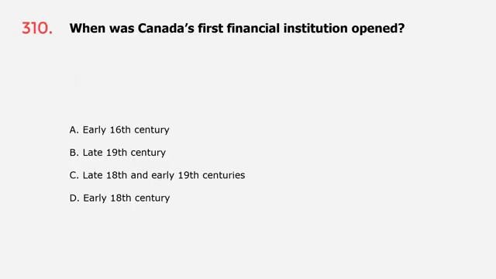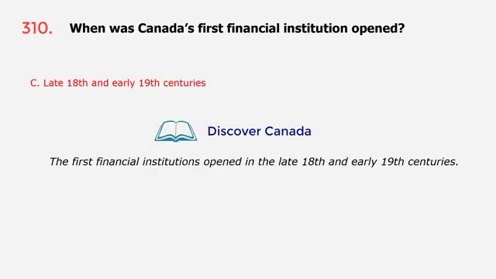Question 310. When was Canada's first financial institution opened? A. Early 16th century. B. Late 19th century. C. Late 18th and early 19th centuries. D. Early 18th century. The answer is C. Late 18th and early 19th centuries.